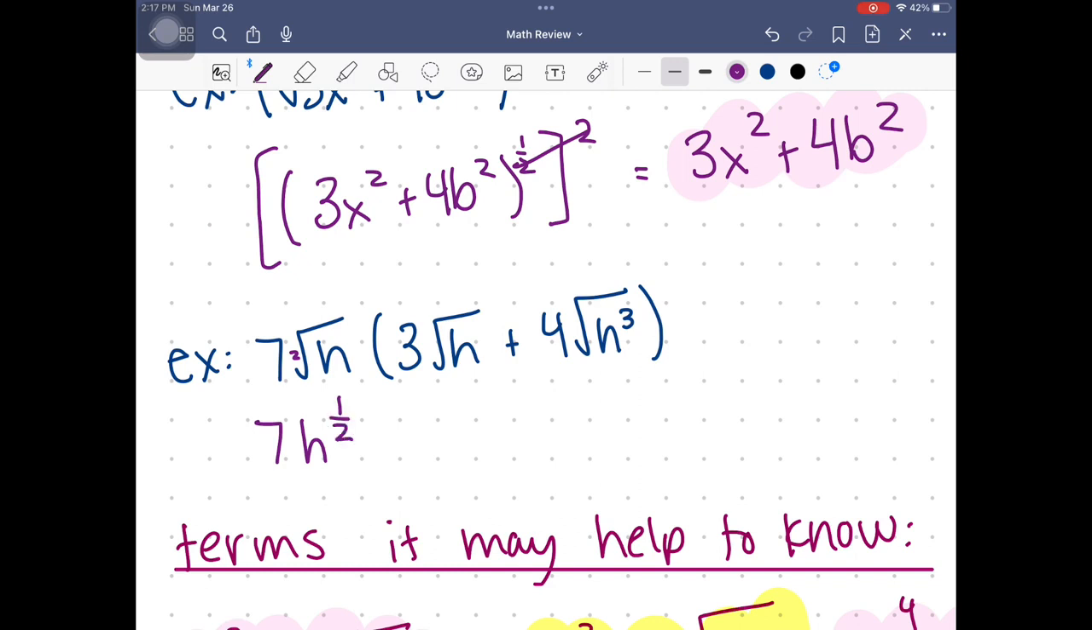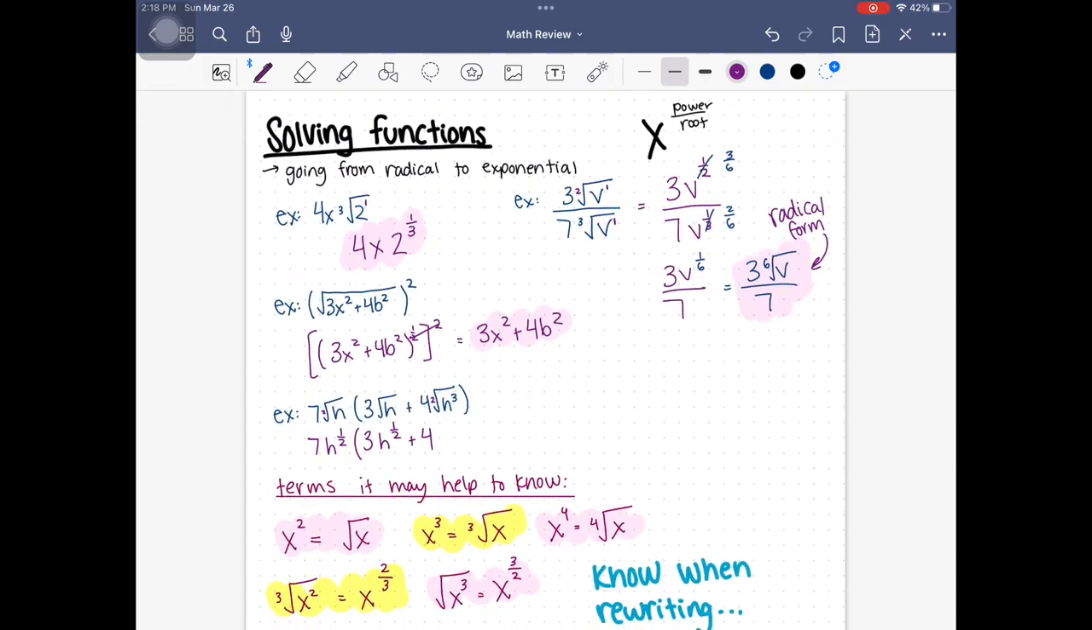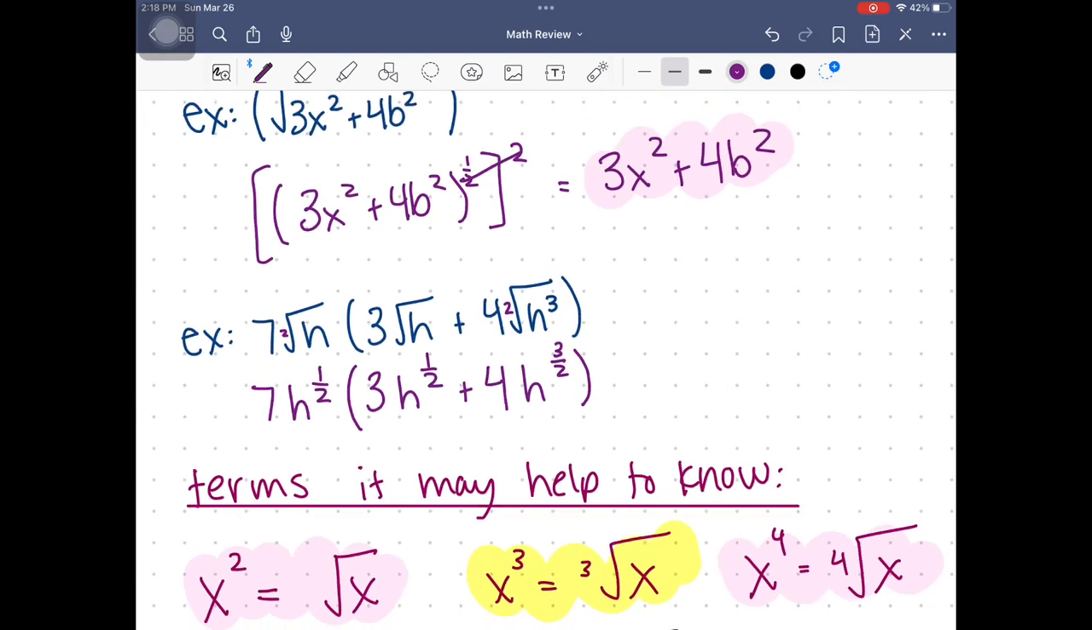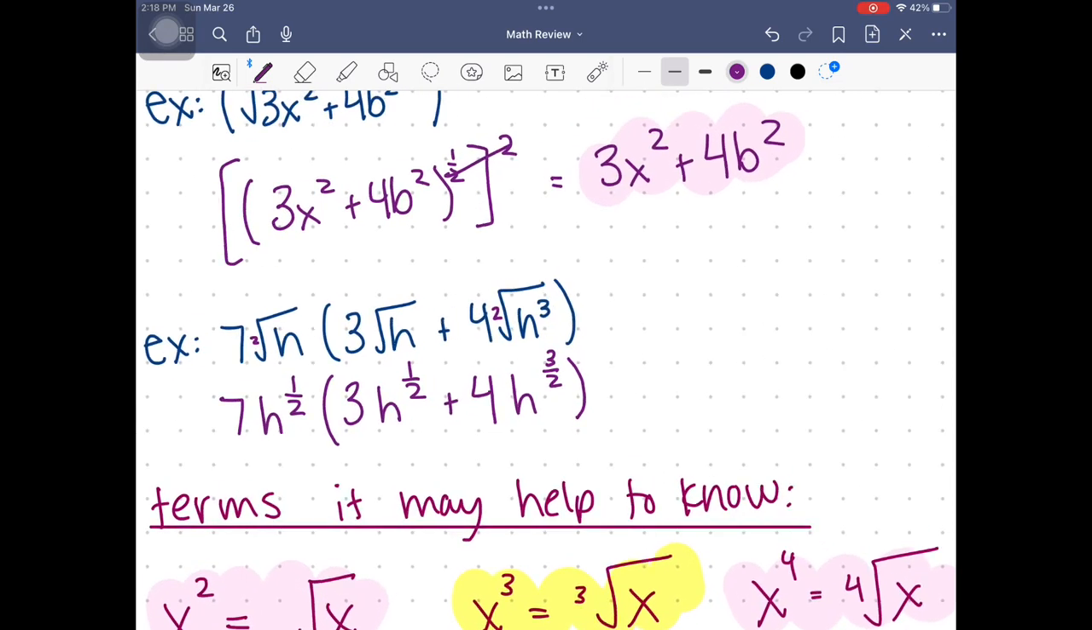Again, it's going to be my power over my exponent, or power over my root. Okay, same thing. 3, and I'm going to have h to the 1/2 plus 4. Now, please keep in mind, this is a 2 right here. And if we look up at the top, we notice that it's my power over my root. So I'm going to come over here and do an h. My power is 3 and my root is 2. That is how I'm going to convert all of that, okay?